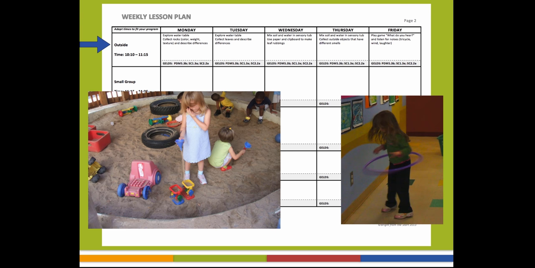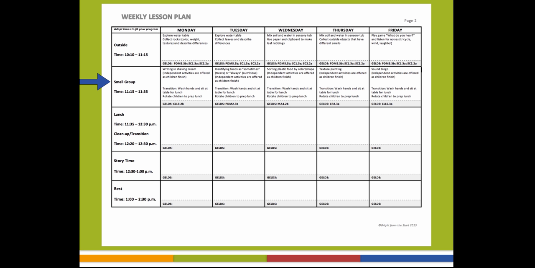Depending on your facility and weather, you might also want to plan for inside gross motor activities. You might have riding toys available in the hallway. Bean bags and soft balls are another good alternative to outside play, or mats for rolling if you have the space.